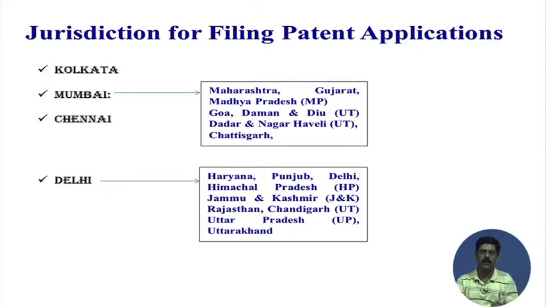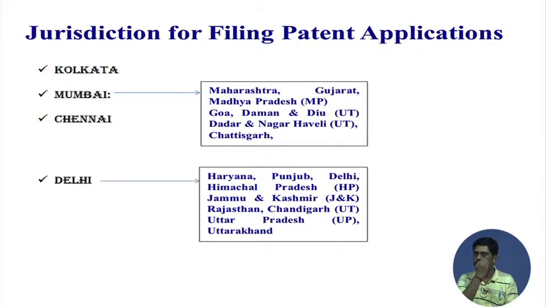Okay, so now the question arises, let us say you are from Ahmedabad. Your address of service is Ahmedabad, your place of residence is Ahmedabad, your place of business is also Ahmedabad. So where will you file the patent application? The Indian Patent Office, IPO, has divided filing into 4 jurisdictions: Kolkata, Mumbai, Chennai, Delhi. For Mumbai, the jurisdiction covers Maharashtra, Gujarat, Madhya Pradesh, Goa, Daman, Diu, Dadra, Nagar Haveli, Chandigarh, Chhattisgarh. For Delhi, these are the jurisdictions as referred in the slides.